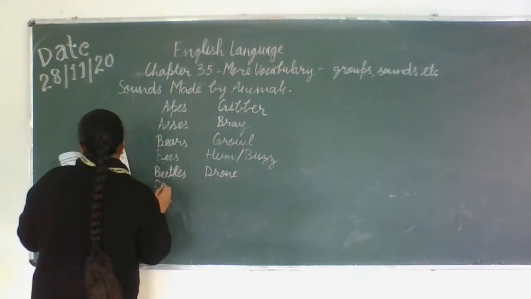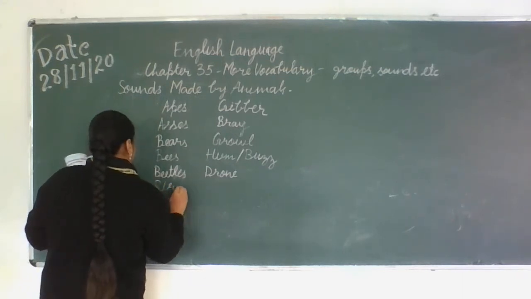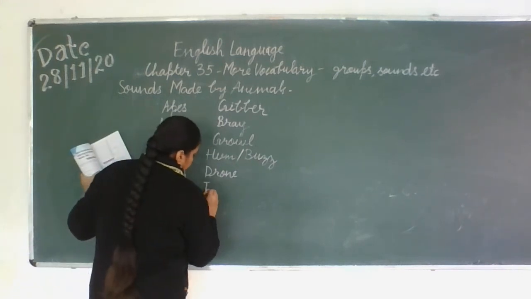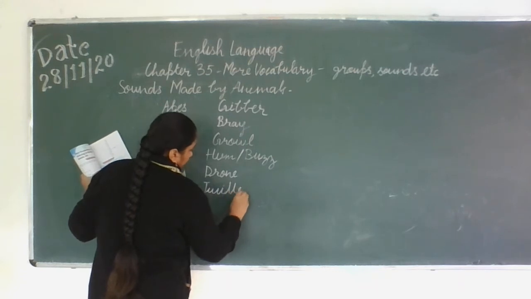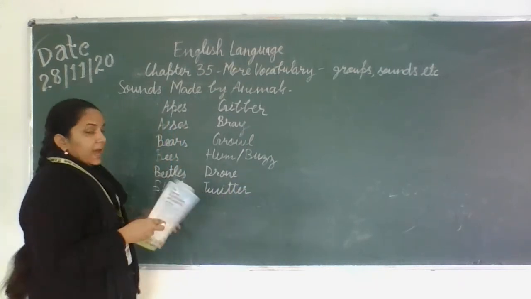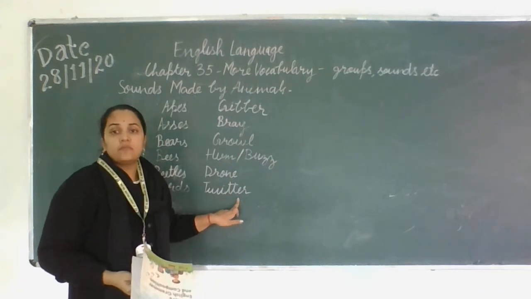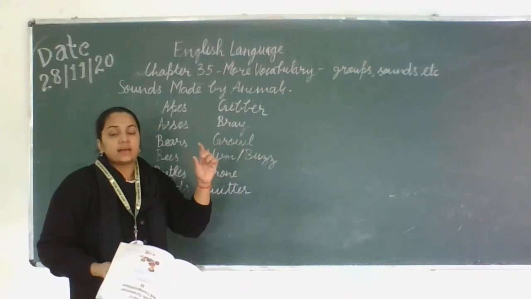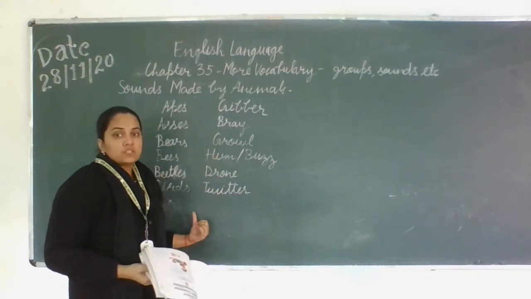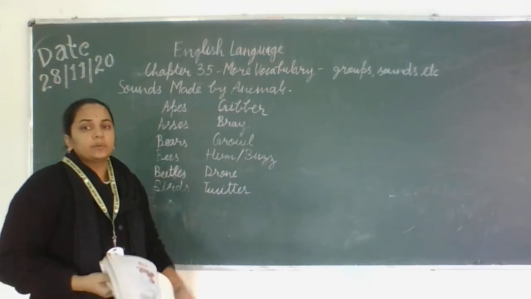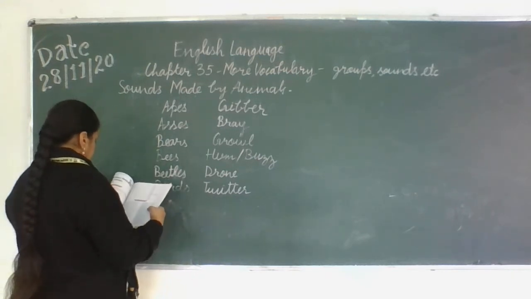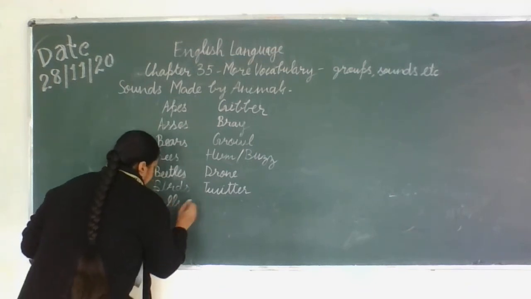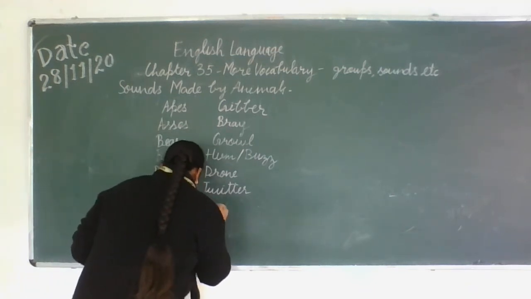Birds. The sound of the birds is known as twitter. That's why you must be aware of the very well-known social networking site Twitter, which has a symbol of a bird. Why? Because it is named after the sound of the bird. The sound is called bell.